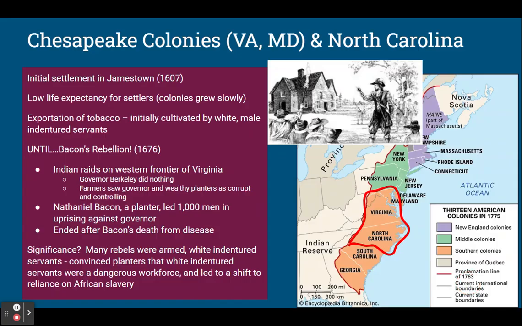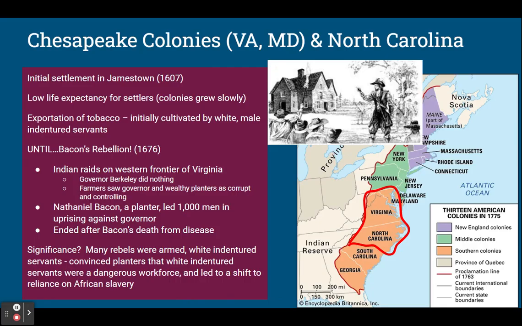We're going to start with the Chesapeake colonies and North Carolina. The Chesapeake colonies can include what is today Virginia and Maryland. You can see that here, and North Carolina. The initial settlement in the British colonies really was in Jamestown, Virginia. That was in 1607. Now, these colonies grew pretty slowly at first in the 17th century.